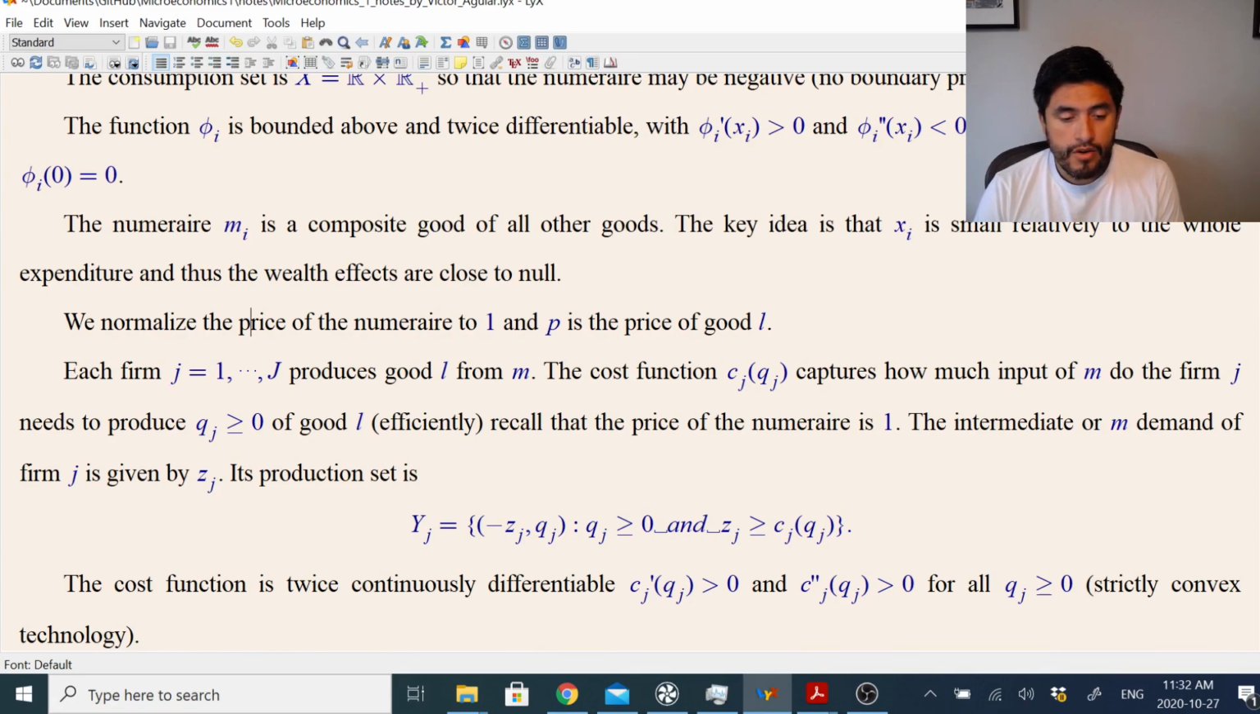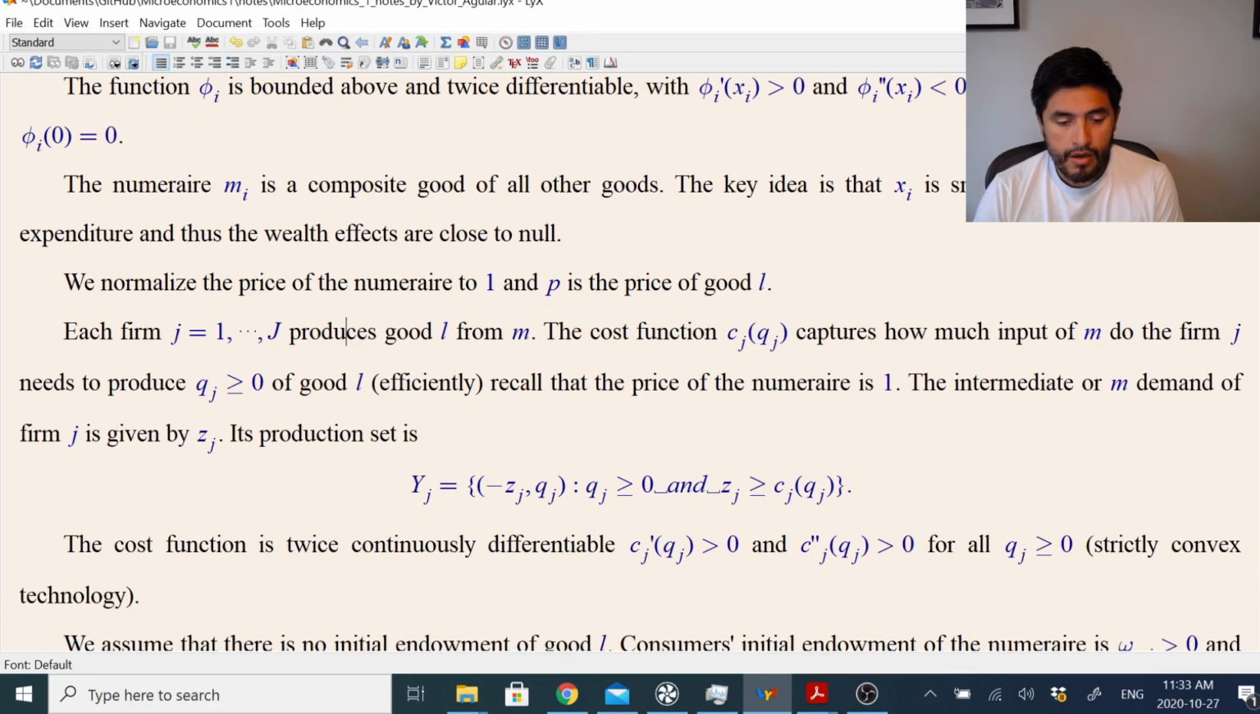Now, we can normalize the price of the numeraire to 1, and p is the price of good L. Remember that the idea is that we fix the numeraire's price to 1, therefore making everything measured in units of the numeraire. We usually can think of it as money, given that this is a composite good. And now each firm j, from 1 to capital J, is going to produce good L from the numeraire.